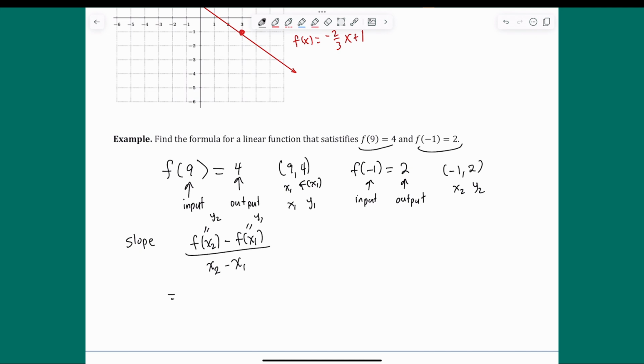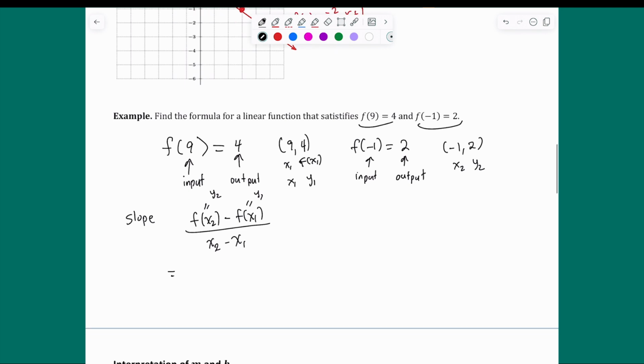Okay, so let's plug our values into the formula. So we have 2 minus 4, and then negative 1 minus 9. So that gives us a negative 2 over a negative 10. And we can reduce that fraction by dividing out a negative 2, which gives us 1/5. All right, so now we have the slope.